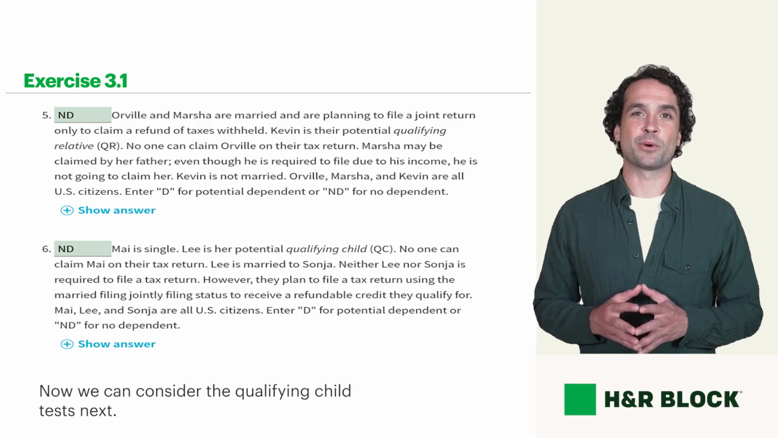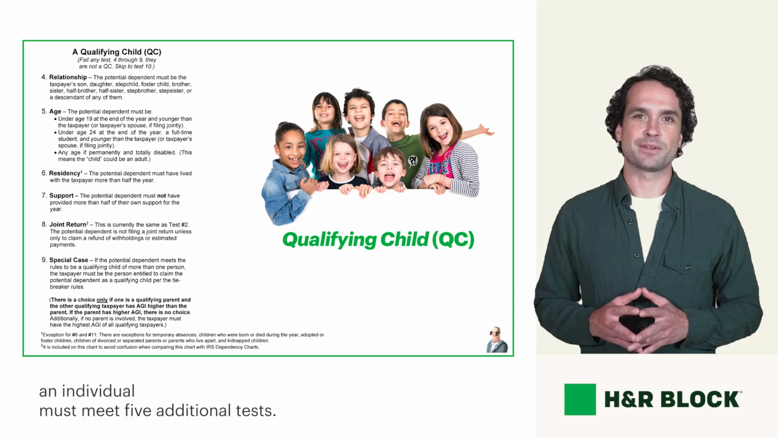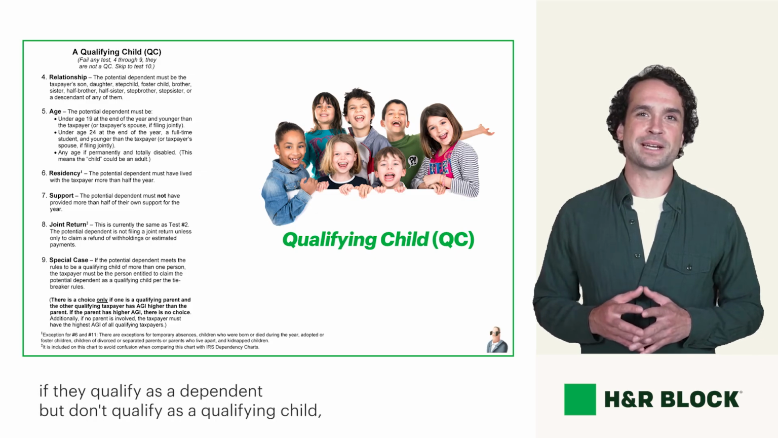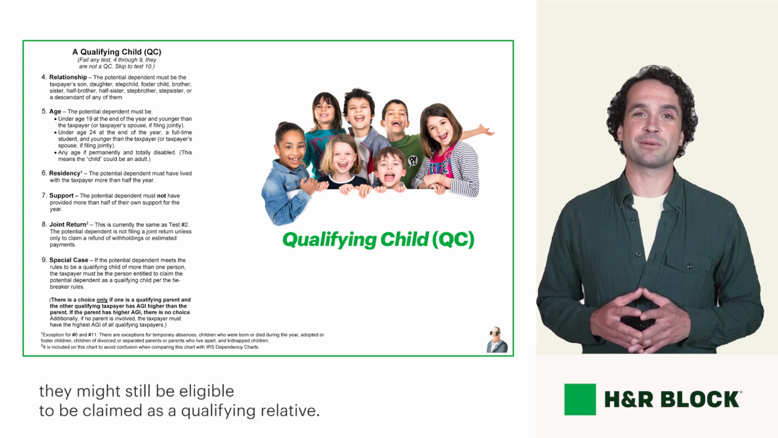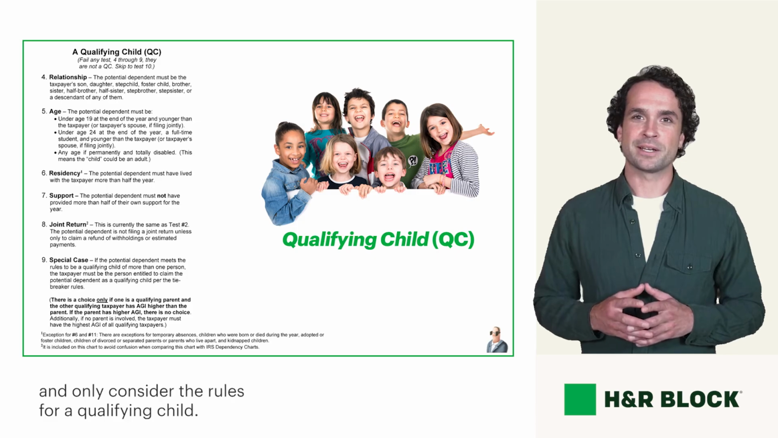Now we can consider the qualifying child tests next. For an individual to be a qualifying child of a taxpayer, an individual must meet 5 additional tests. Keep in mind, if they qualify as a dependent but don't qualify as a qualifying child, they might still be eligible to be claimed as a qualifying relative. For now, we'll keep our blinders on and only consider the rules for a qualifying child.